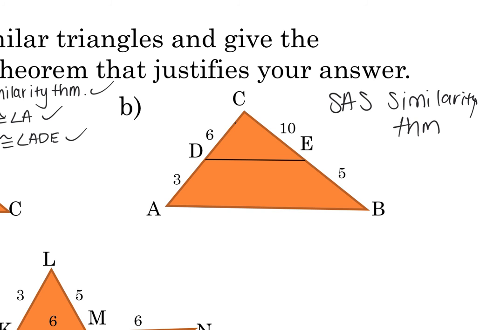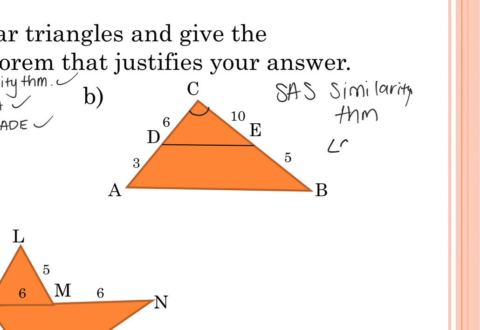Because we know that C is congruent to itself and C is included in both triangles, okay? So we're going to say angle C is congruent to angle C. That's the angle portion. Now we just need to prove that 2 sides are similar, okay? All right, let's try to set it up.